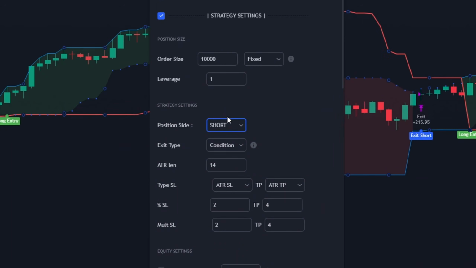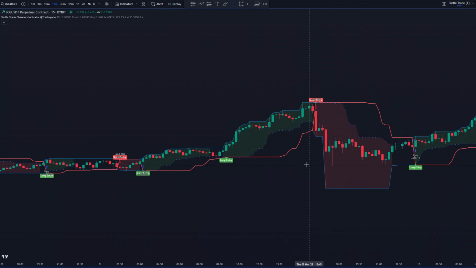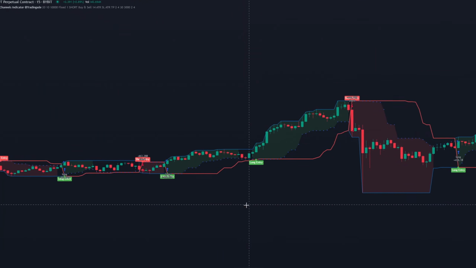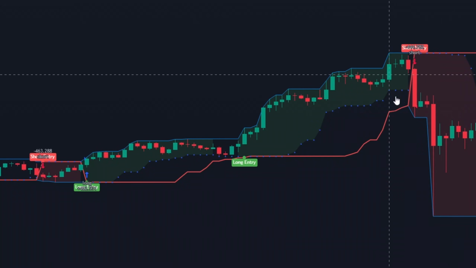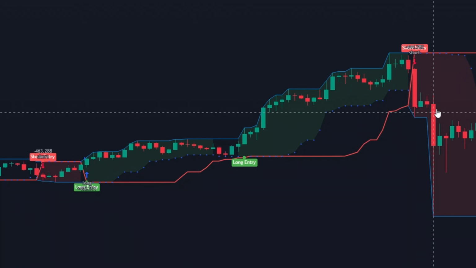Now we are exiting our trades based on condition. So that means that we will exit whenever there is the exit short or exit long. But if you want to exit based on these settings below, you can change from condition to position custom. Whereas if you just want to set buy and sell, we will always be in the market and we will open a long position when a long signal is generated, and we will close that long position by opening another short position.